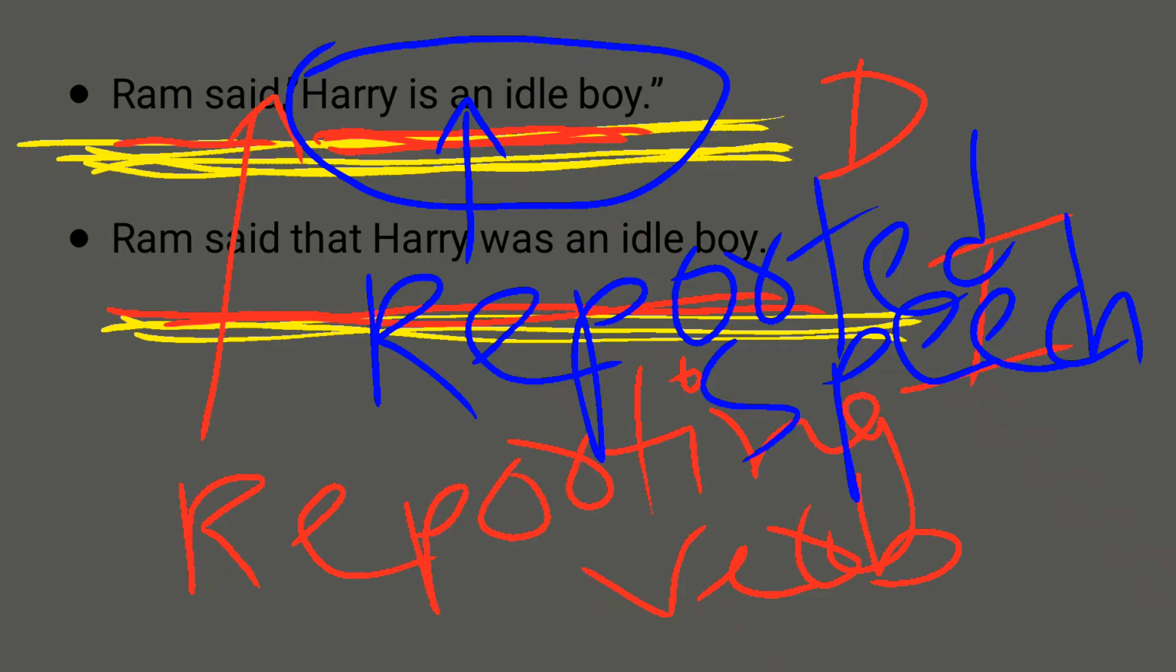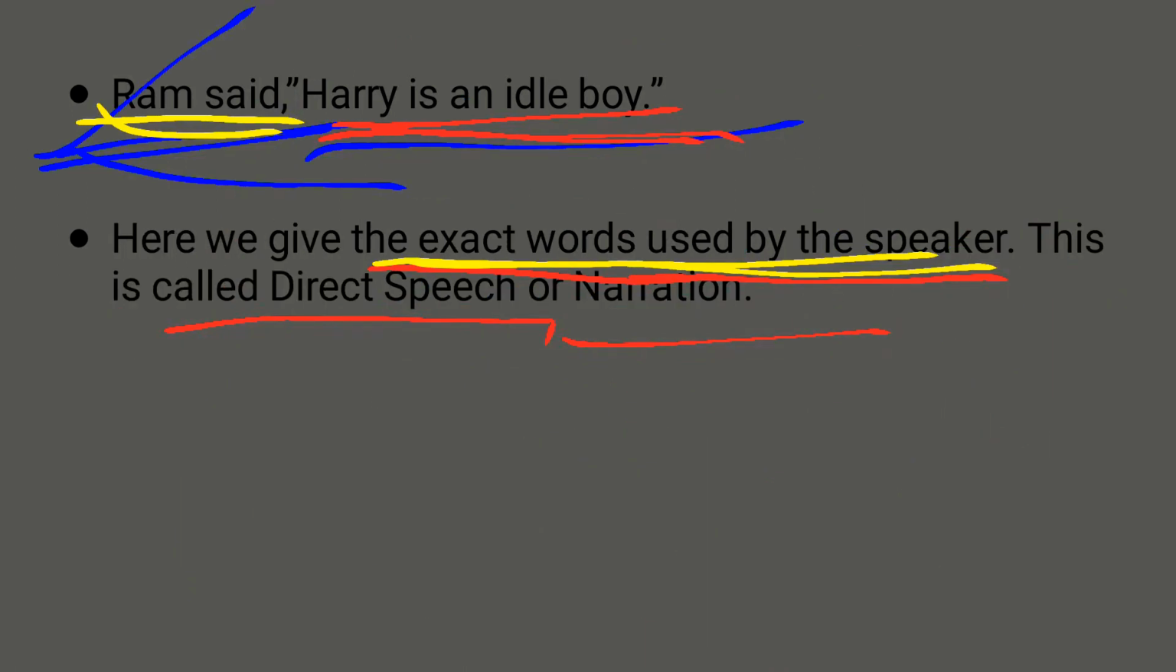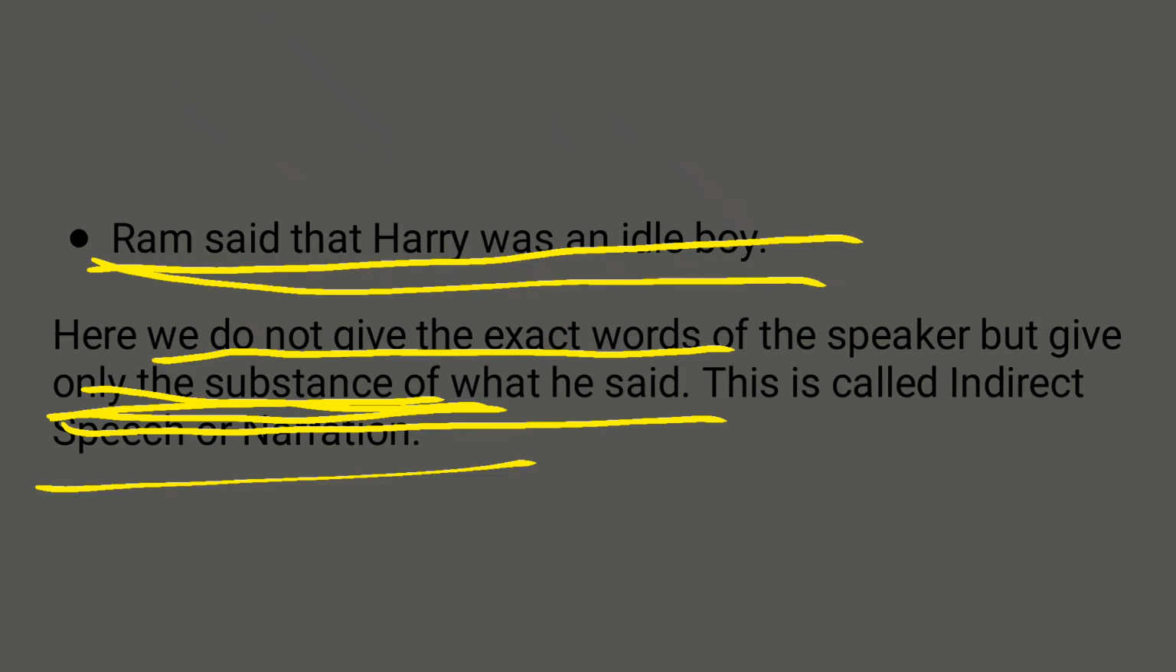Okay, you need to remember this. You might have seen the difference that whenever you write a sentence in direct speech, you put the exact words used by the speaker inside inverted commas, and in case of indirect speech you are not doing that. So these are the things you have to remember while writing a sentence in indirect speech.